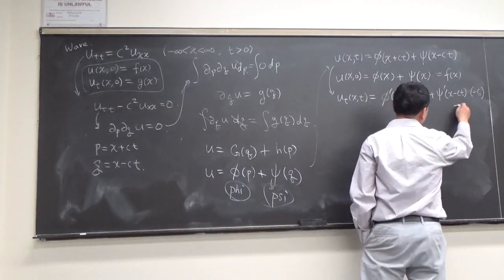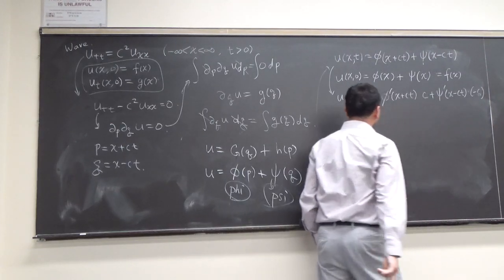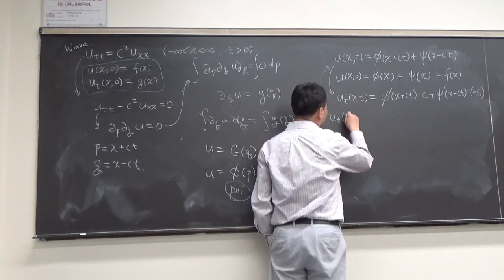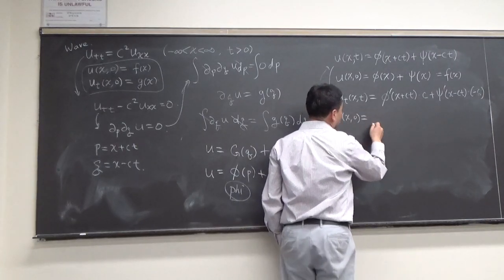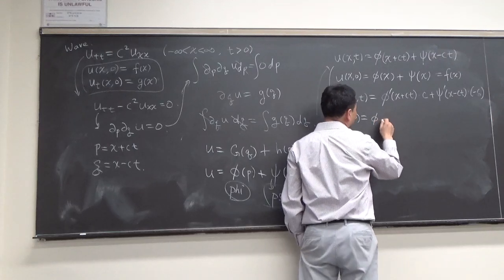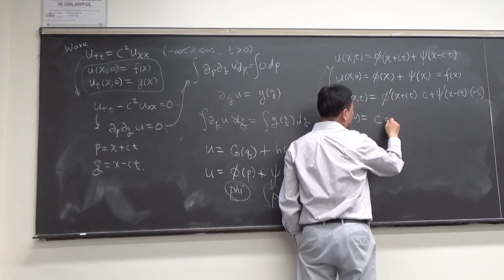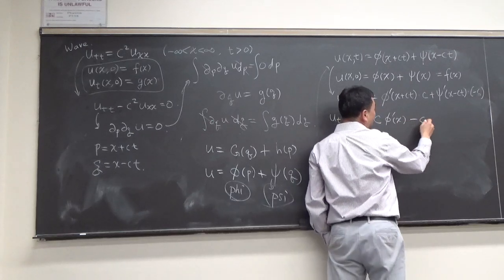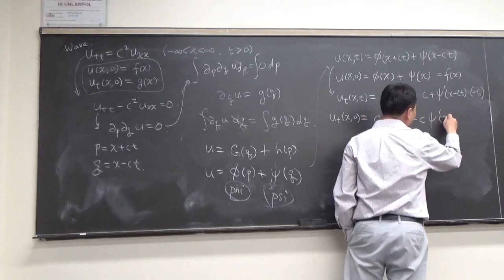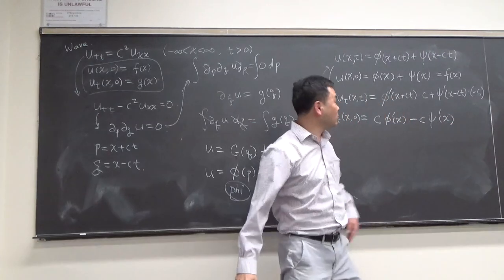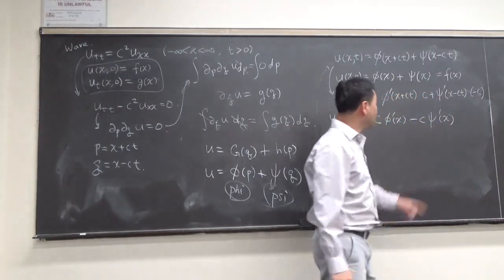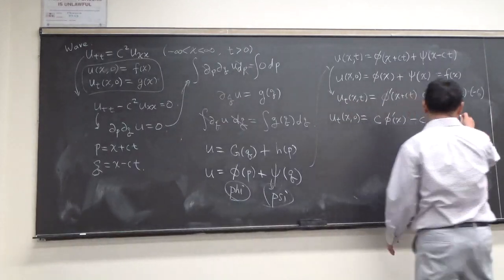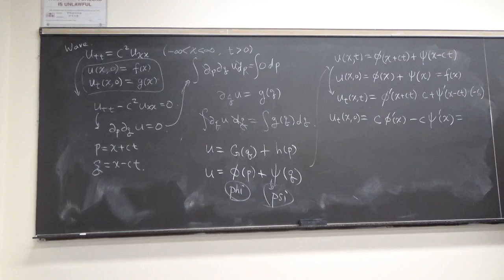And that's going to equal to, oh, not yet. Now we plug in 0. So u_t(0, x) is v c times phi prime of x minus c times psi prime of x. I just brought this negative c in front and plugged in t equals 0. And that should equal to what? This should be g of x.